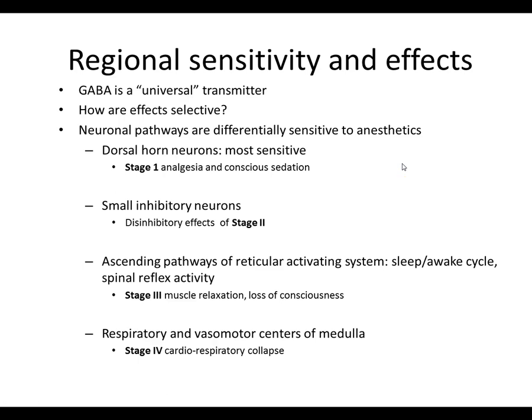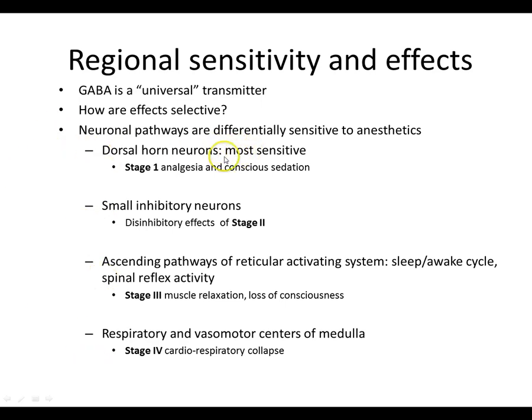Well, the answer is that different parts of the brain express different versions of the GABA-A receptor based on differential subtype inclusion. They are heterogeneous, so they have different subunit composition. And so the GABA-A channels in different regions of the brain have different sensitivity to the anesthetics. Walking through the levels of sensitivity of different brain regions to anesthetics recapitulates the stages of anesthesia. So let's walk through that.